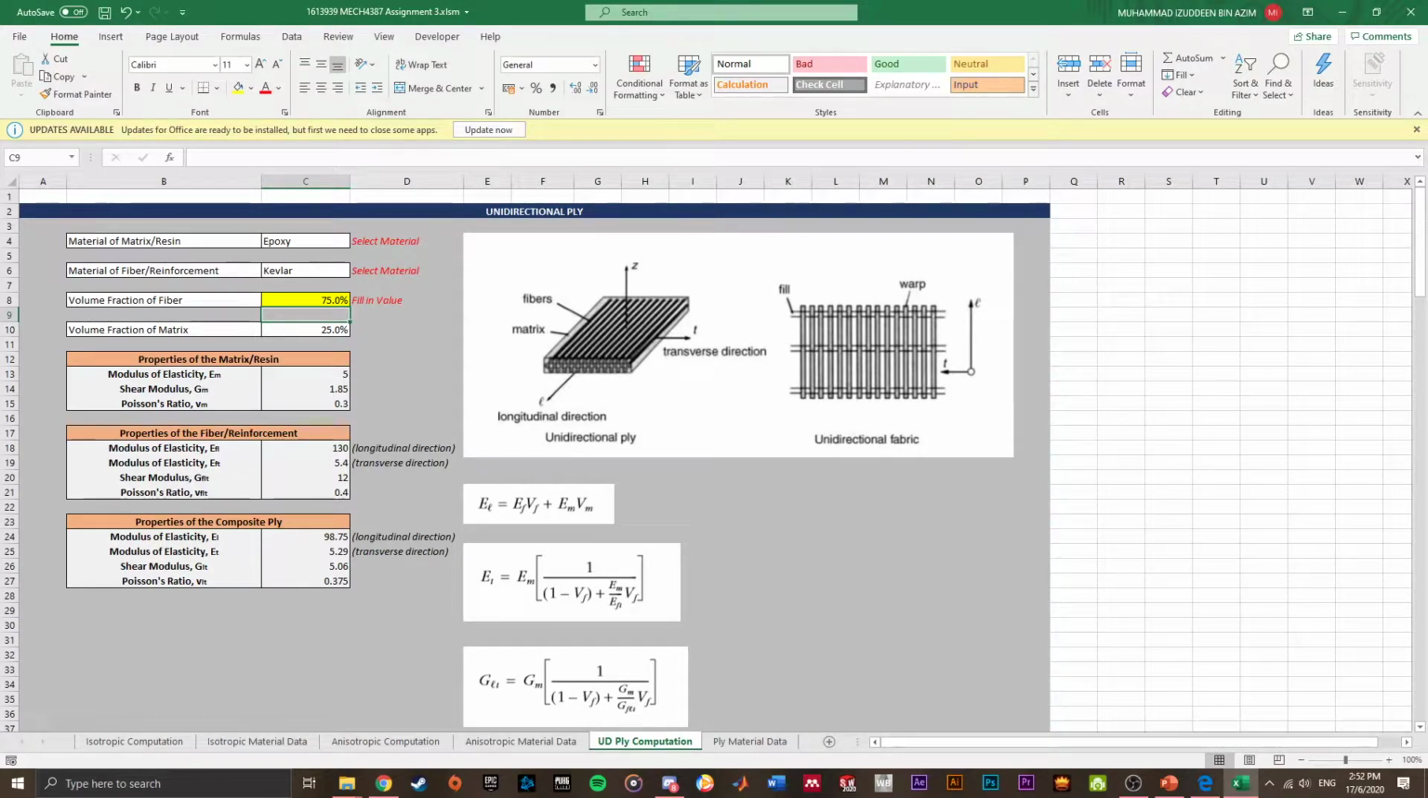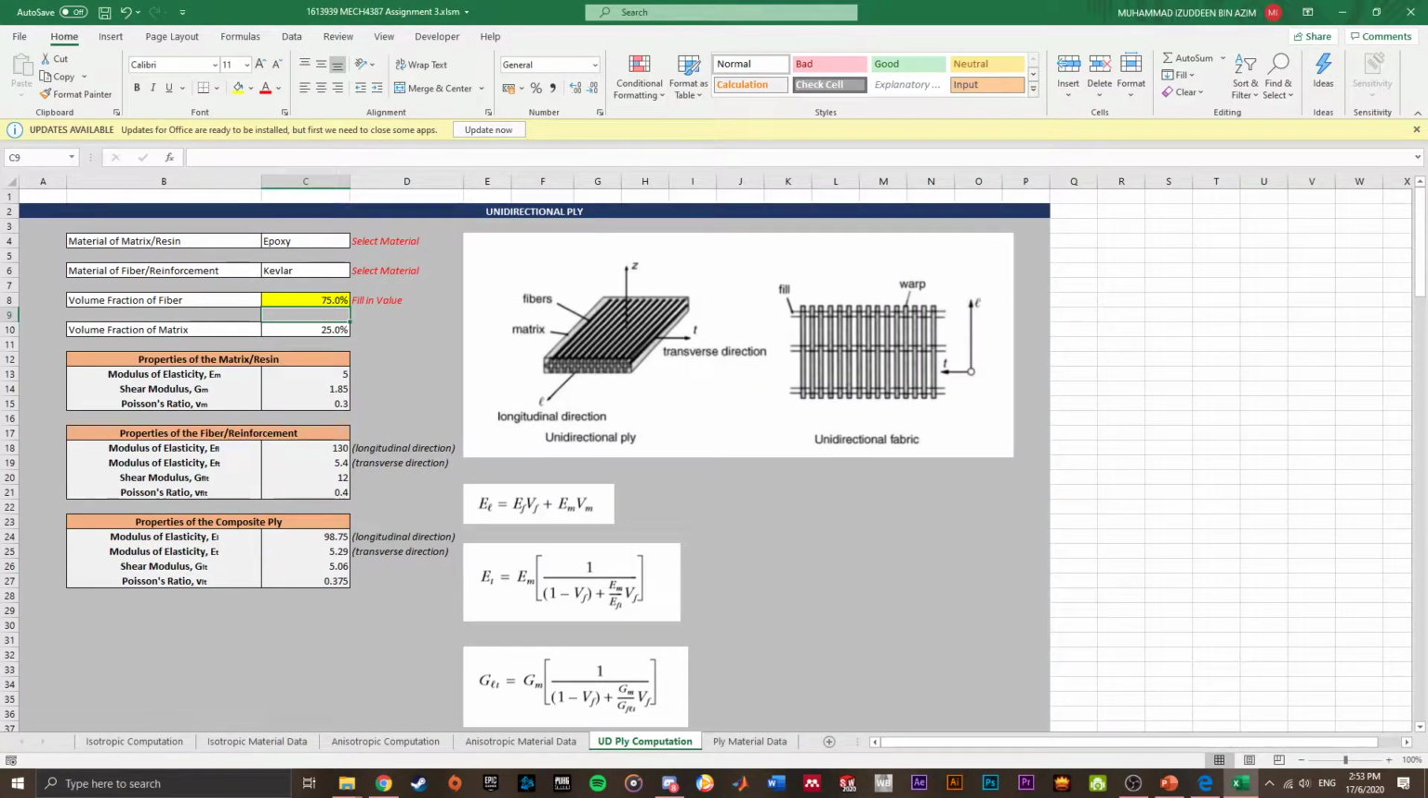Negative is because it is opposite. Let's say the force is going in the x direction. So for the Poisson ratio, we want to know what is the force in the perpendicular direction to the force that is applied.